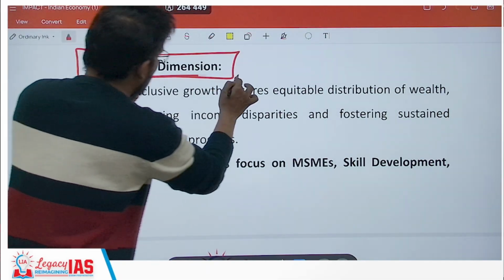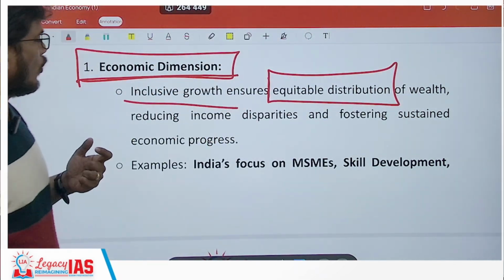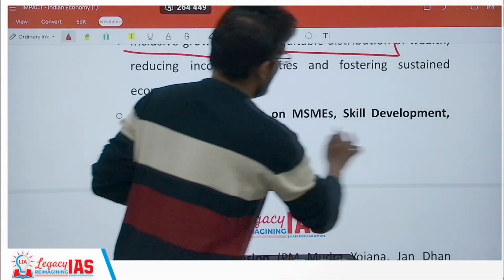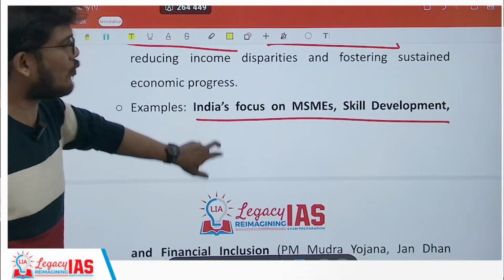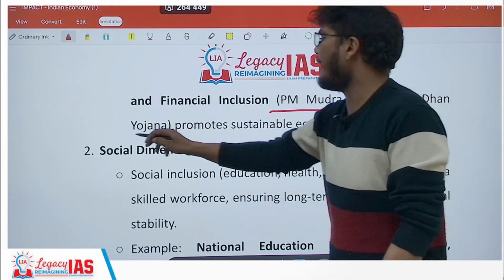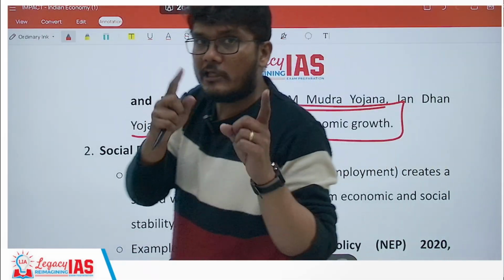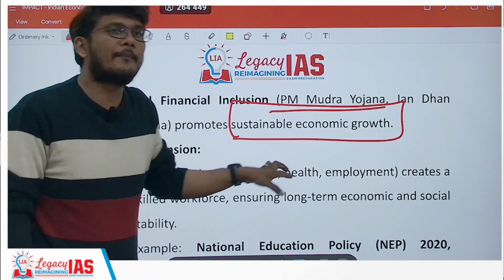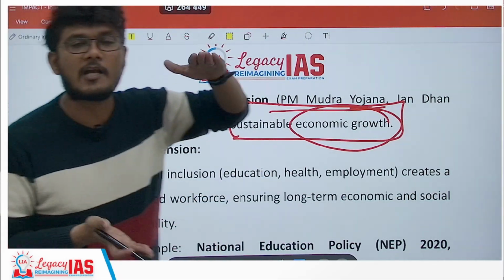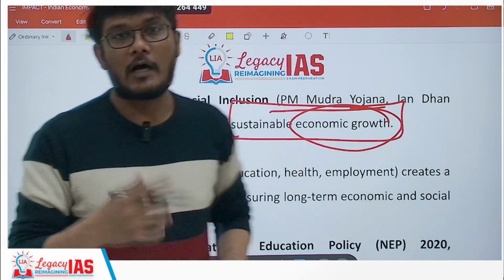So what is the economic dimension here? Equitable distribution of wealth. When you talk about inclusive growth, it talks about equitable distribution. So how do you do that? The progress in MSME, skill development. Here you can take the names of the schemes: Pradhan Mantri Mudra Yojana for microfinance, Jan Dhan Yojana for financial inclusion. It all promotes inclusiveness, which promotes sustainable economic growth. So remember, whatever points we are writing, we are taking both inclusiveness and sustainability together. Do not leave any one part away.